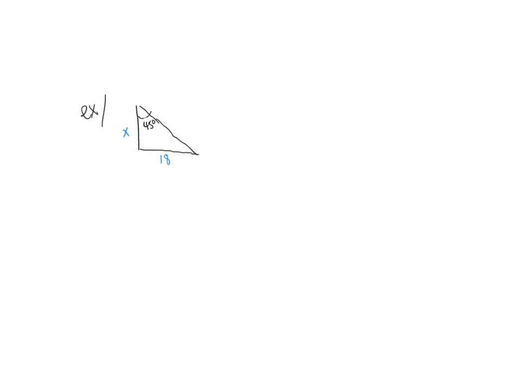Okay, so from here, we're then going to say, okay, I have opposite and I have the adjacent, which means the trig function we're going to use is tangent. So we're going to use the tangent of 45 degrees equals opposite, which is 18, over adjacent, which is x. And we're also going to put the tangent of 45 over 1.